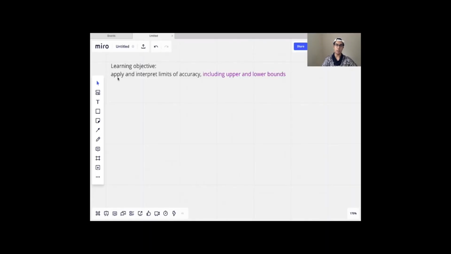Today's learning objective is to apply and interpret a limit of accuracy, and for the higher tier as well, including upper and lower bounds. As usual, feel free to skip to any part of the video. Timestamps are here. Okay, so first off, what are limits of accuracy?